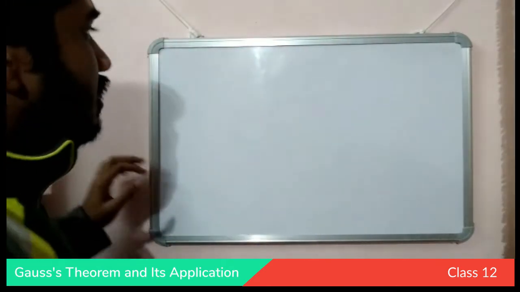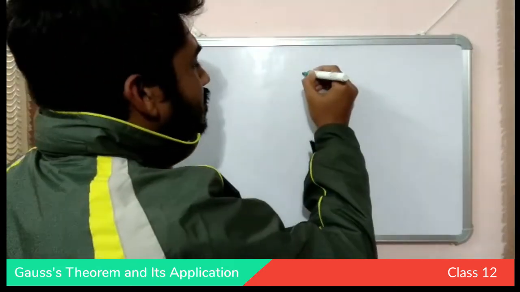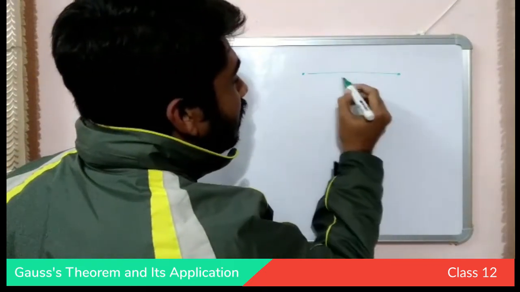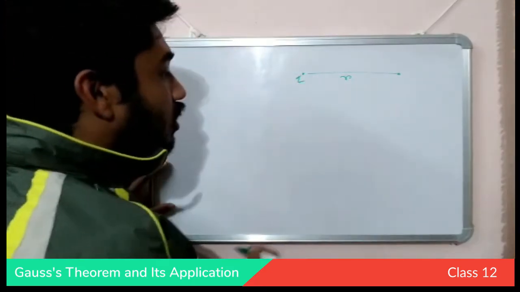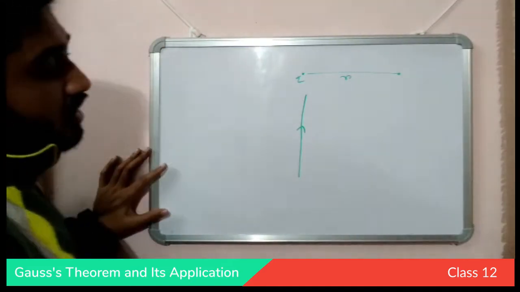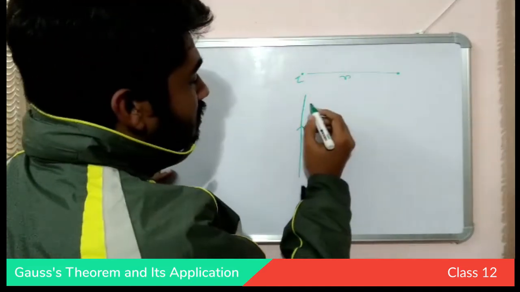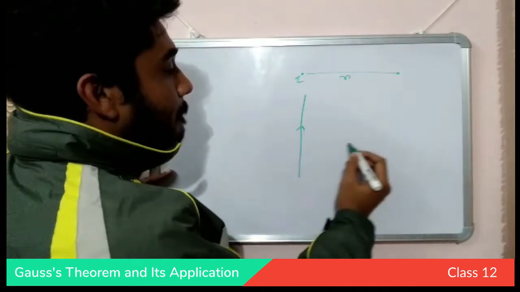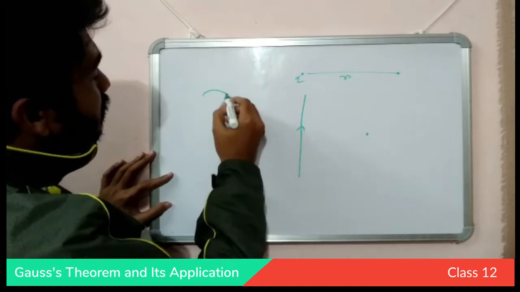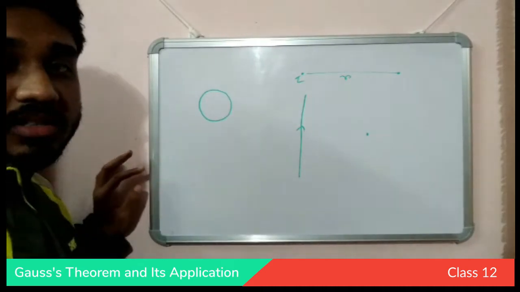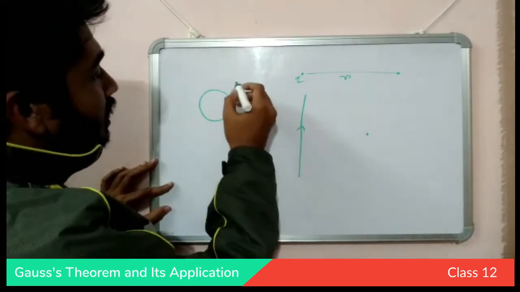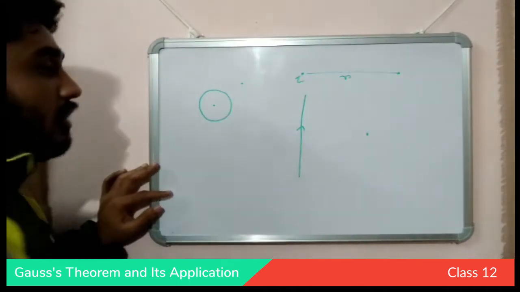The application is, suppose there is a point charge and you have to calculate the electric field strength at a distance r from this point charge, or there is, suppose, a current conducting wire. There will be an electric field due to this current conducting wire at some point. There could also be a spherical shell, metallic or non-metallic, both cases different. We can calculate the electric field inside and outside of this shell.